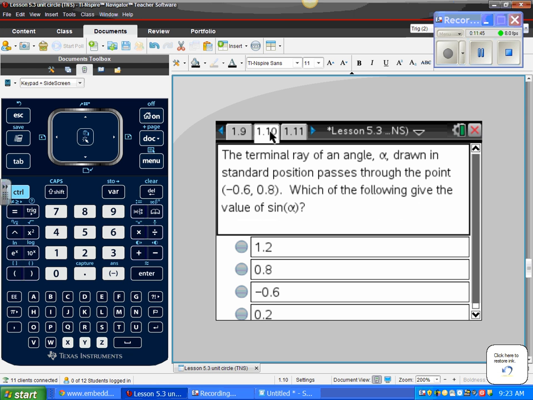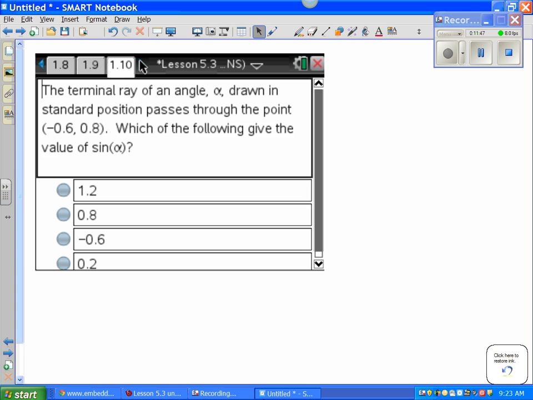All right, so the terminal ray of an angle, alpha, drawn in standard position, passes through the point -0.6 and 0.8. Which of the following gives the value of sine of alpha? This should be like 30 seconds. What's the answer? 0.8. Choice 2. Any problems? It's your y coordinate. That's your sine, right?